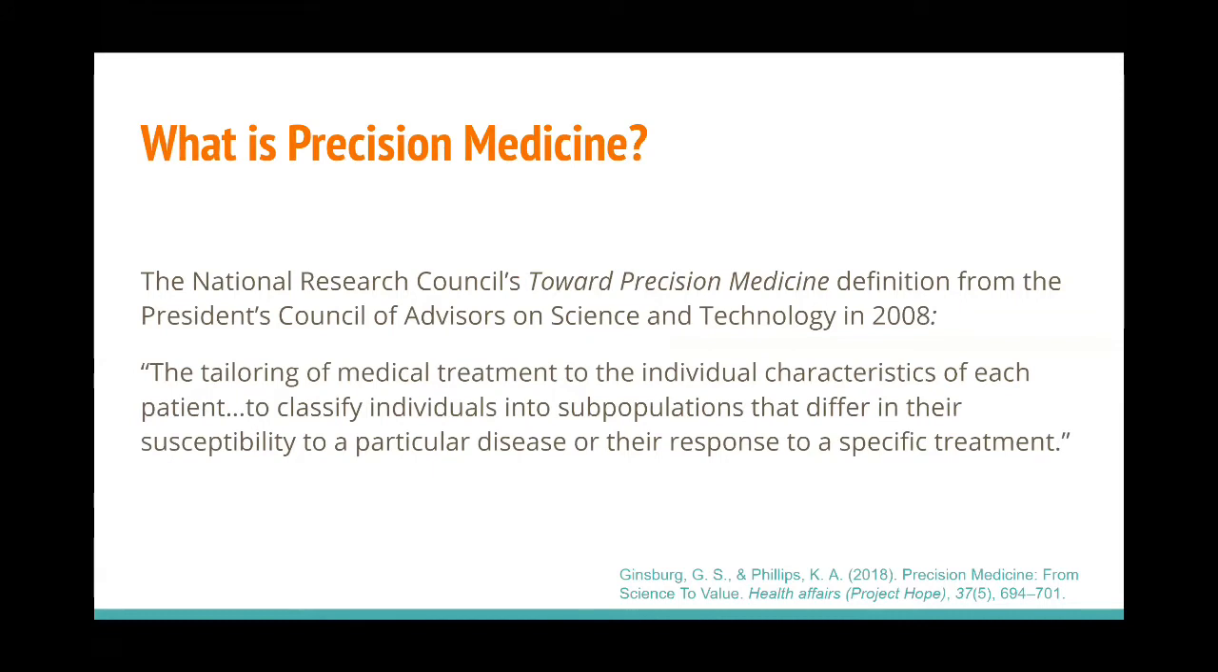The National Research Council's definition for precision medicine is the tailoring of medical treatment to the individual characteristics of each patient to classify individuals into subpopulations that differ in their susceptibility to a particular disease or their response to a specific treatment. Therefore, it can improve healthcare by reducing unhelpful treatments and testing. As the definition implies, it can do this by revealing how at risk a person is for disease, by working towards preventative measures, by guiding treatments, and by determining how well the patient responds.